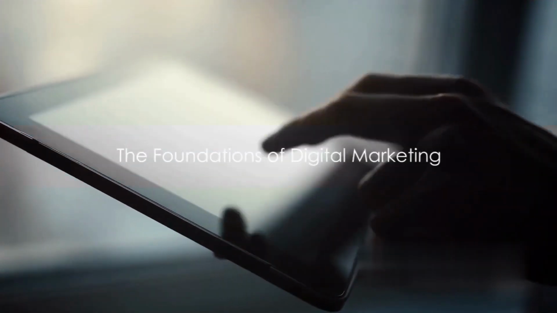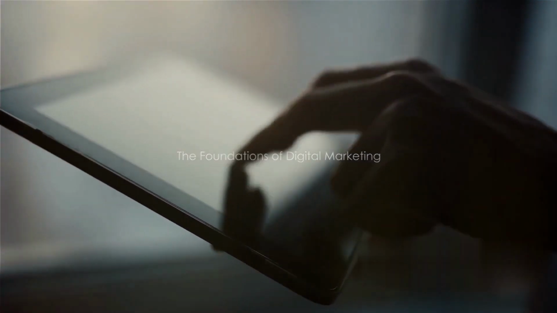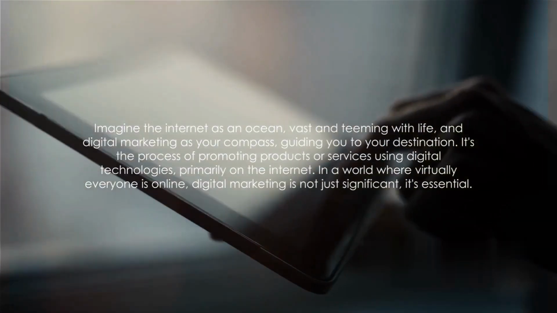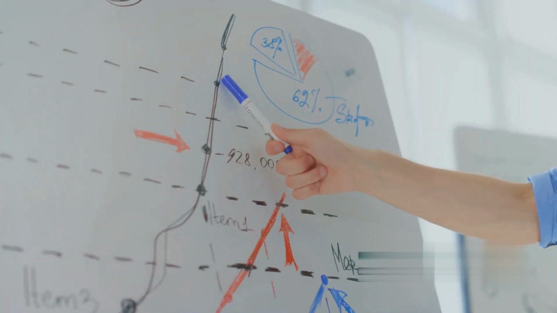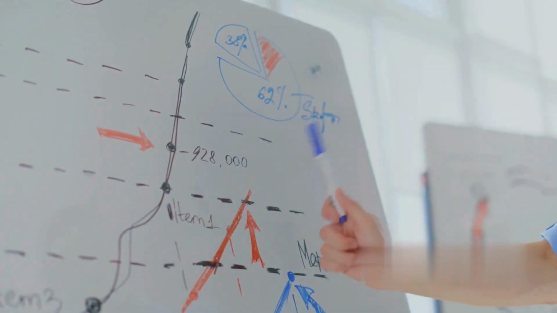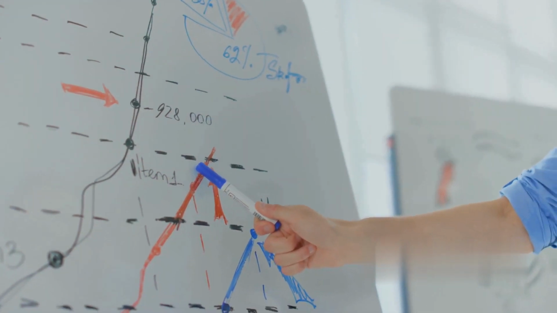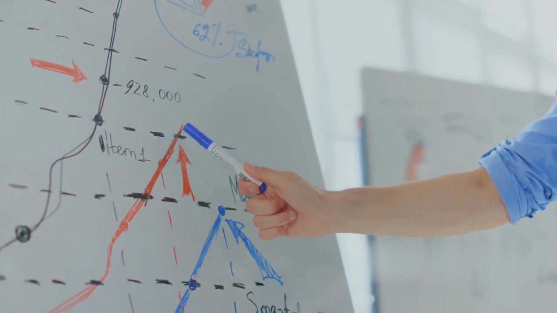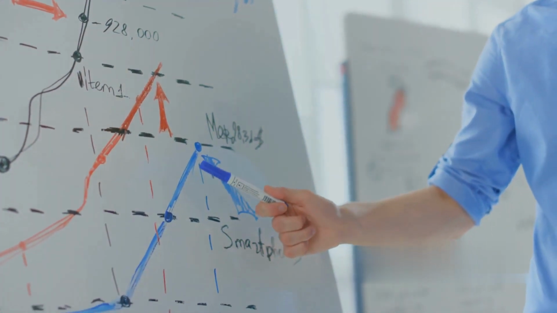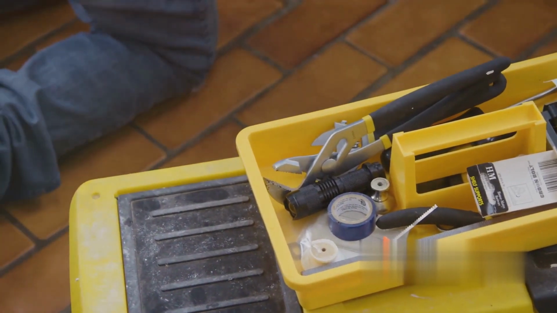To navigate the digital landscape, we first need a map. That's where the foundations of digital marketing come in. Imagine the internet as an ocean, vast and teeming with life, and digital marketing as your compass, guiding you to your destination. It's the process of promoting products or services using digital technologies, primarily on the internet. In a world where virtually everyone is online, digital marketing is not just significant, it's essential.